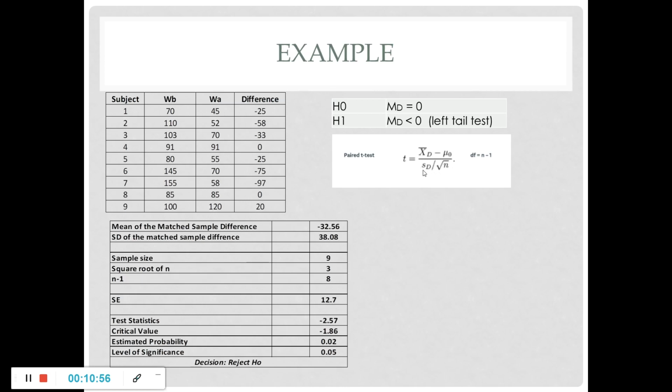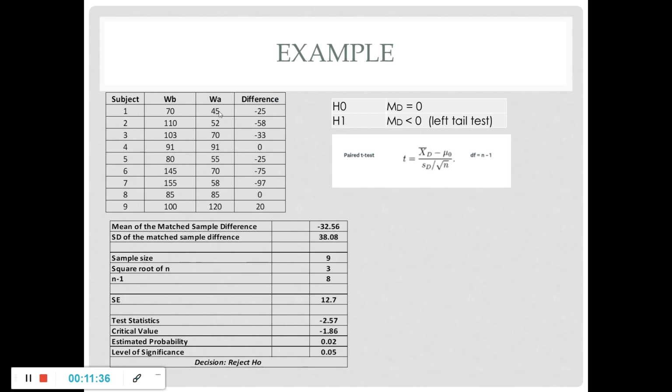And you also need the standard error. That denominator basically stands for the standard error. To calculate the standard error, you need the standard deviation of this difference column, and divide it by the square root of n. N stands for the sample size, that is 9 here. You have 9 samples. So the mean of the matched sample difference is minus 32.56.